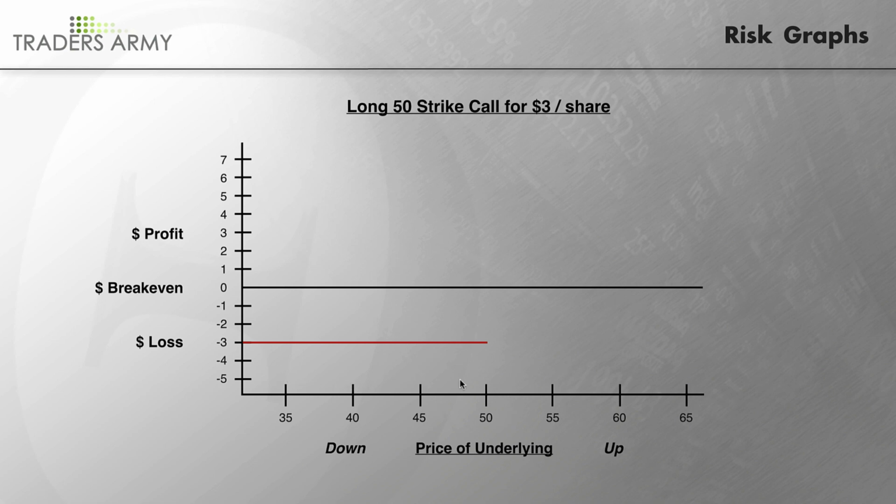Okay, so if we had purchased the 55 strike call, well, then this red line would extend out to the 55 strike, suggesting that if we paid $3 for a $55 call, the stock would have to be at 55 or lower for us to lose all of our money.